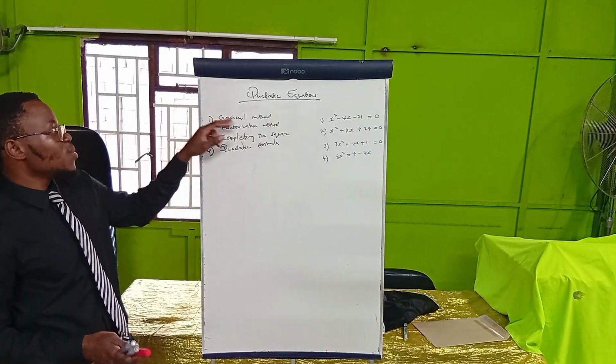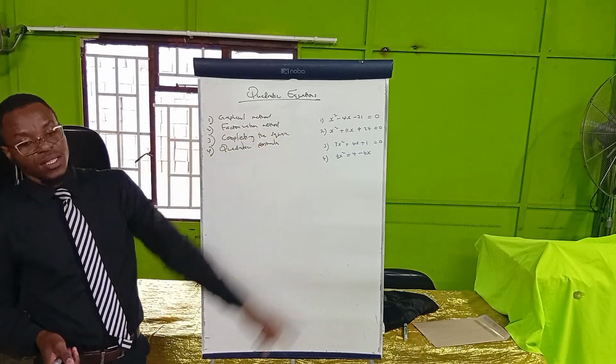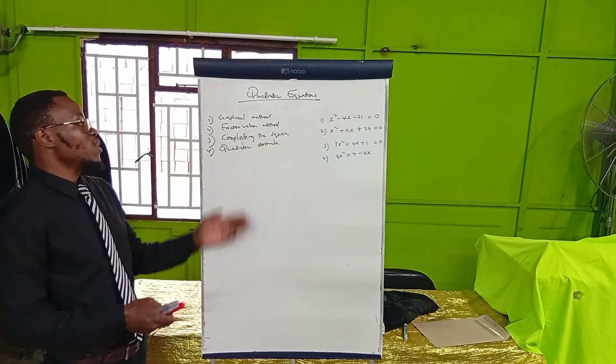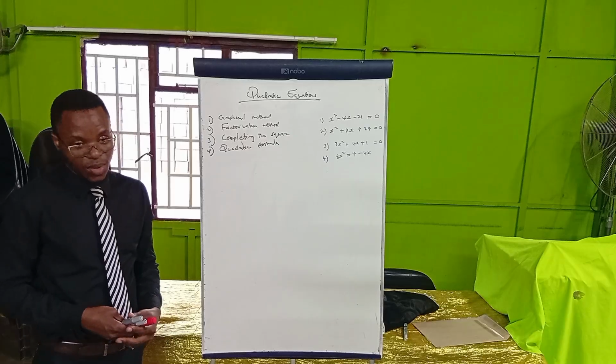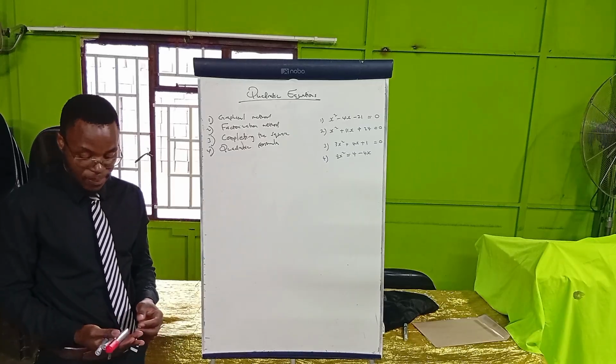The first one is called the graphical method. The second one is the factorization method. The third one is completing the square. And then lastly, we've got what we call the quadratic formula.